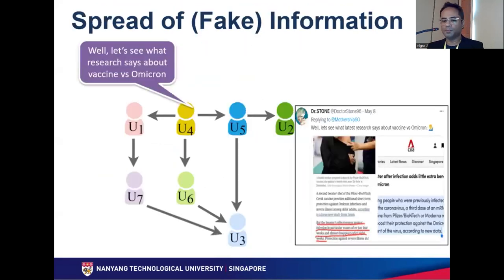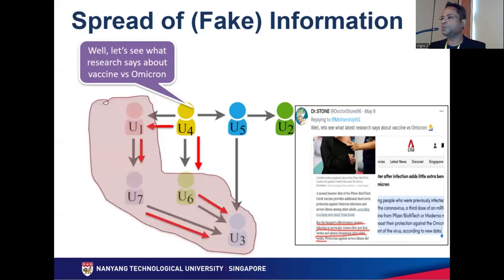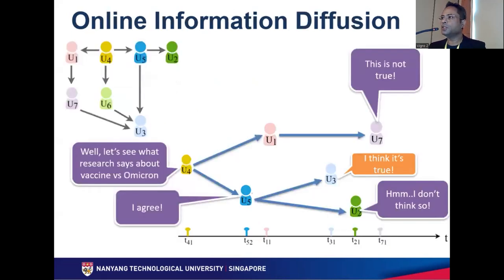Here's the earlier example of social data that I showed you, a social post. You can imagine that, let's say, U4 is the one who created this post. This information will spread through the links in the social network. People will read this and they may share it with their friends, connections and followers, and then they will read, like, and share, and so on. This is how information in general spreads, and this includes fake news as well. And this information influences people and their behaviors, right? So you can imagine when you first start this, these are the people who are influenced by this information.